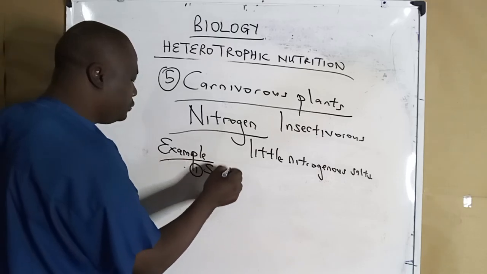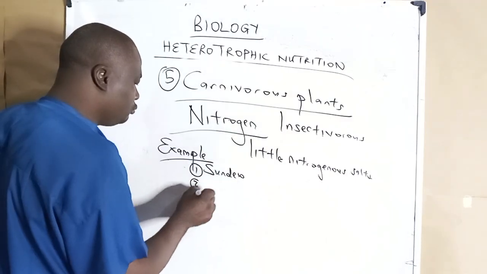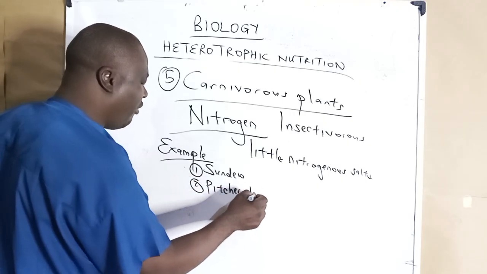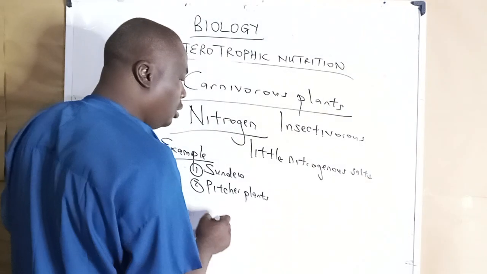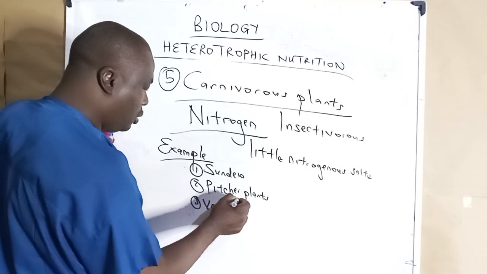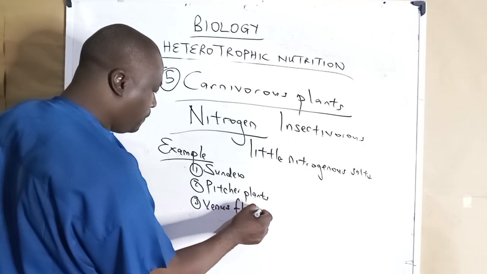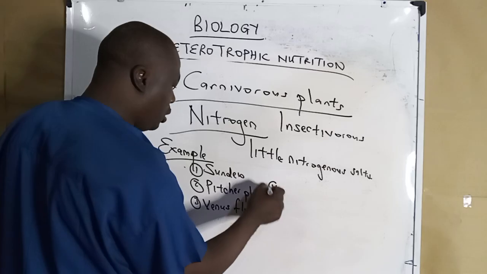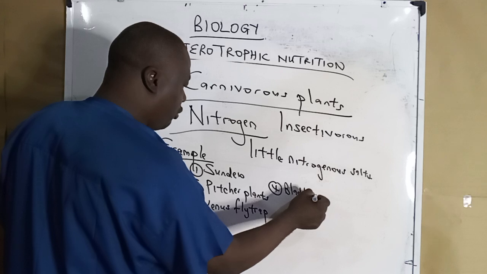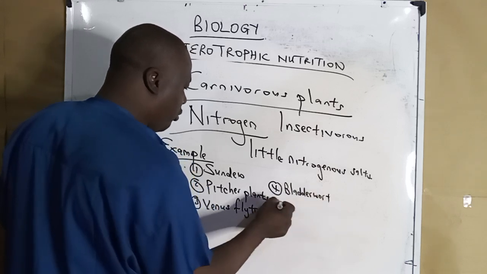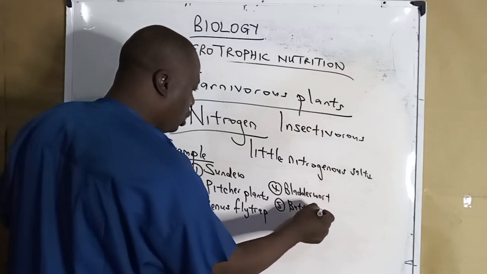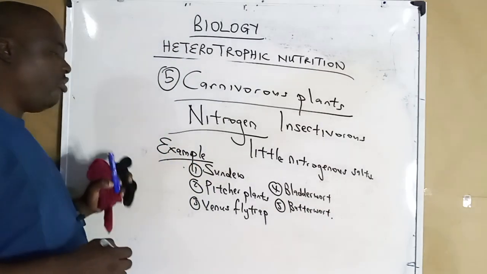Examples of such organisms are sundew, pitcher plant, which have special devices for trapping insects, Venus flytrap, bladderwort, and butterwort. These are the major examples.